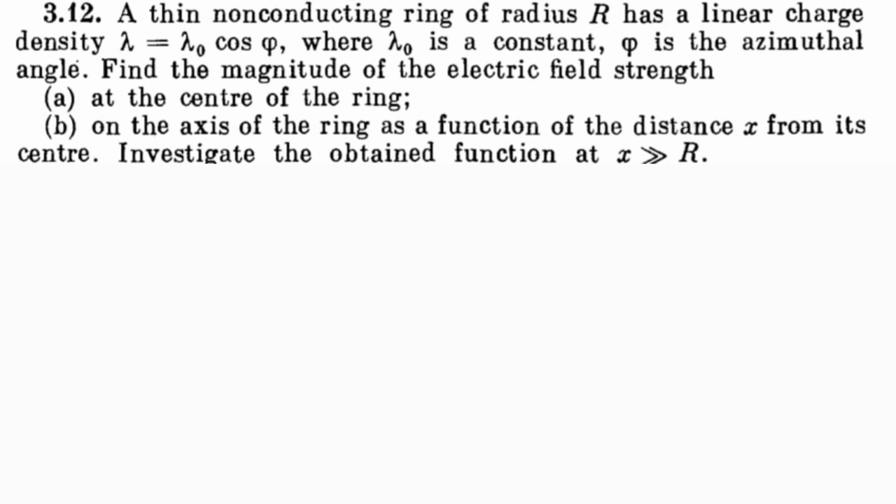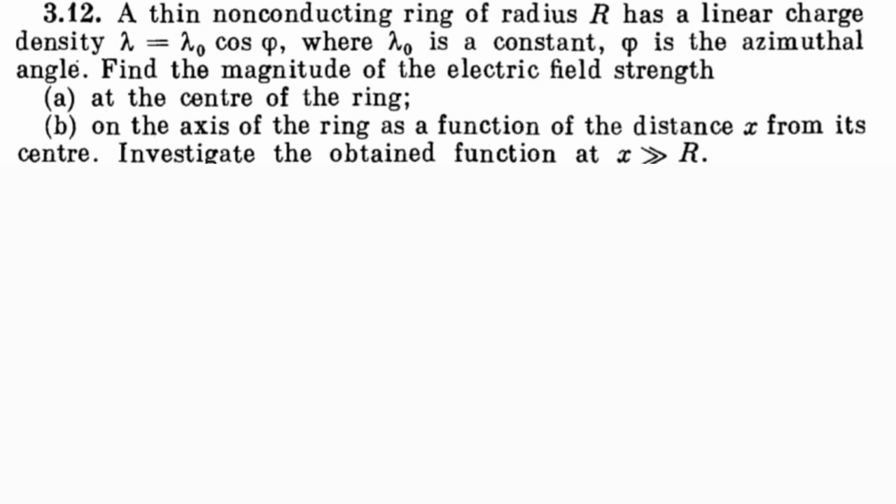So we are dealing with the 12th problem in this series. The problem number is 3.12. The problem states: a thin non-conducting ring of radius r has a linear charge density lambda equals lambda naught cos phi, where lambda naught is a constant and phi is the azimuthal angle.